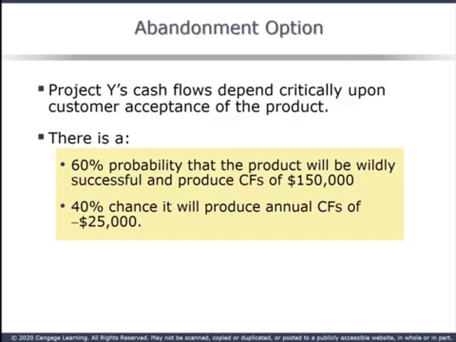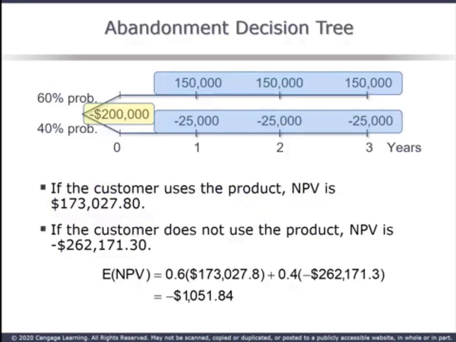generating cash flows of $150,000 each year. But there's a 40% chance of poor acceptance, leading to a negative $25,000 each year. Here's the revised dual-path timeline with the cash flows and probabilities shown. Again, straightforward NPV analysis yields an NPV of 173,027.80 for the top leg, a negative 262,171.30 for the lower leg. Applying the 60-40 probabilities yields an expected NPV of 105,184, the same as under the single path line.